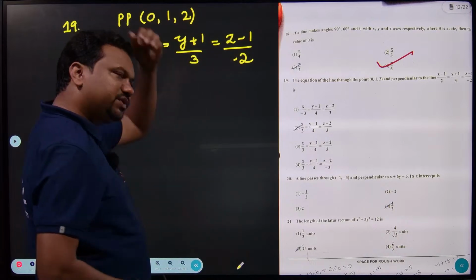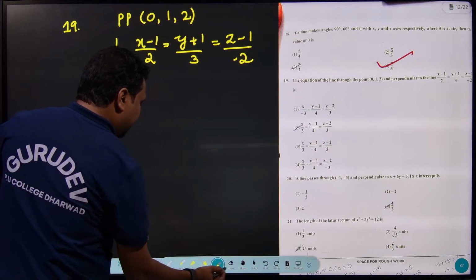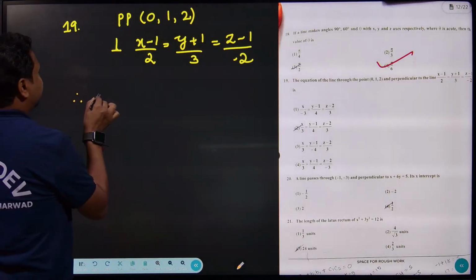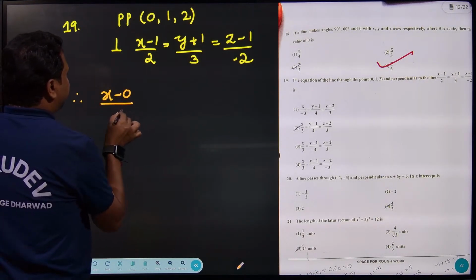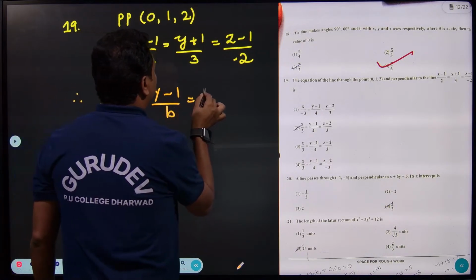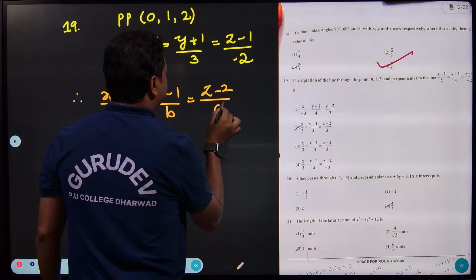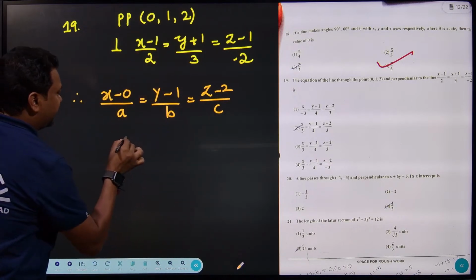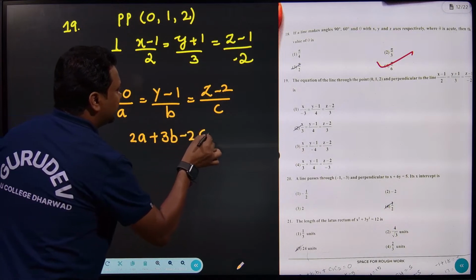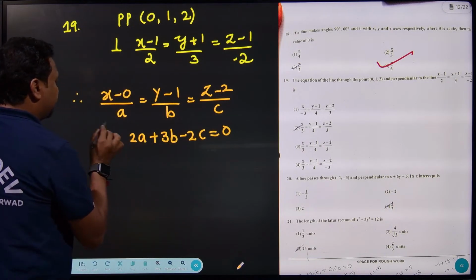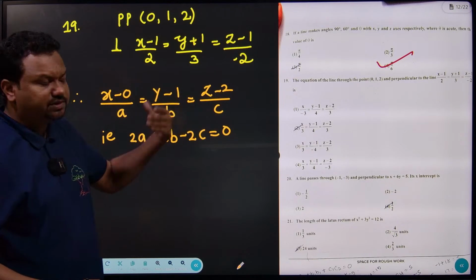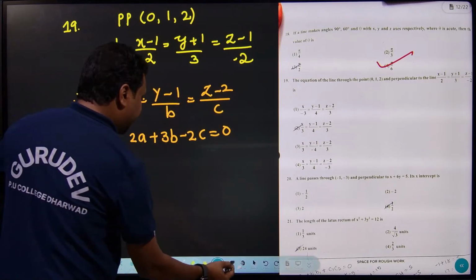Of course, it is easy to understand. The line will have the following nature, isn't it? The required line is (x minus 0) divided by a is equal to (y minus 1) divided by b is equal to (z minus 2) divided by c, such that as it is perpendicular, it should satisfy 2a plus 3b minus 2c is equal to 0, because the relation is perpendicular. So I am just trying from the options.